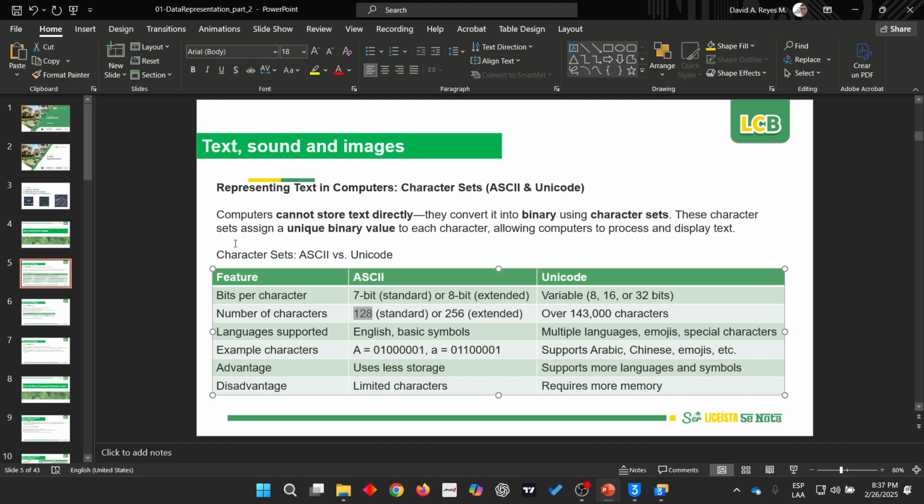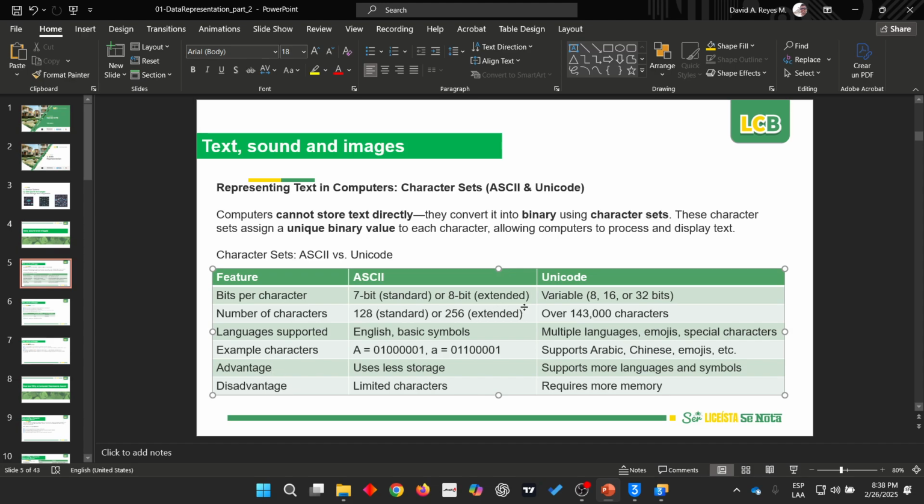Here you have an example. The binary of A in capital is this one. The binary of A in lowercase is this one. If you notice, it is the same letter but with different binary code. The advantage here is that using ASCII, you are going to use less storage. And the disadvantage is that you have limited characters.